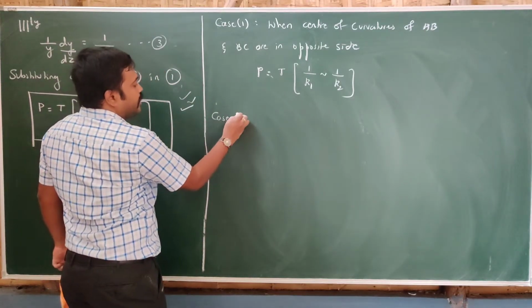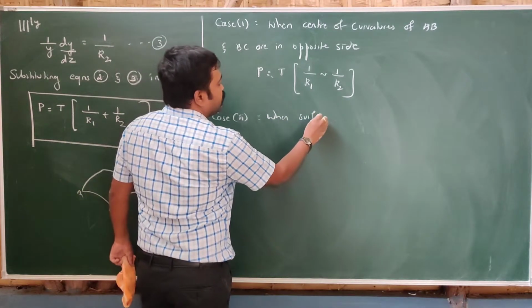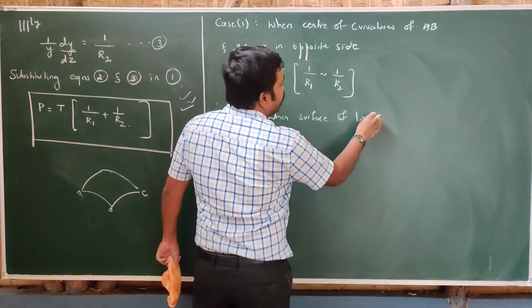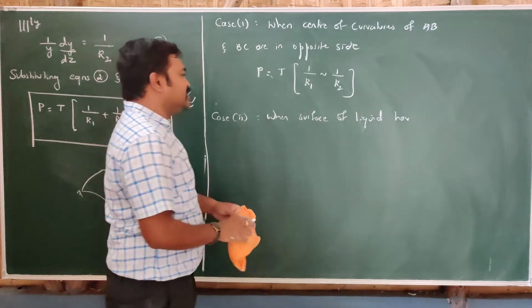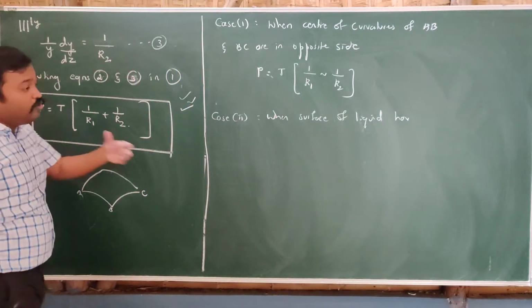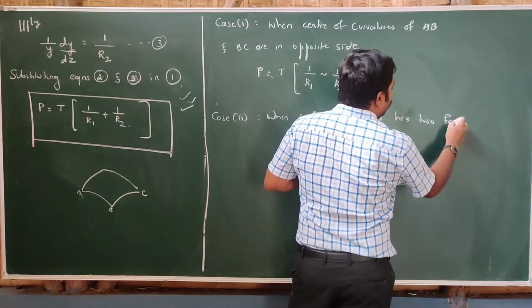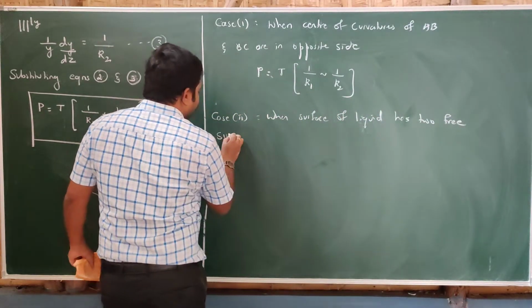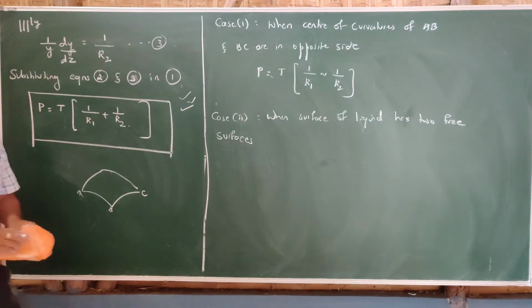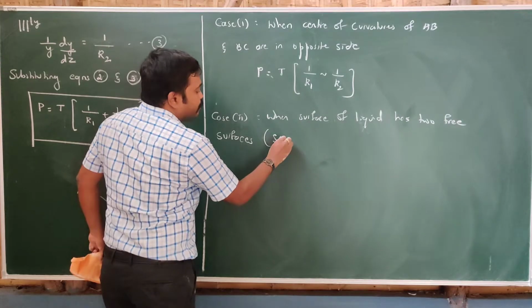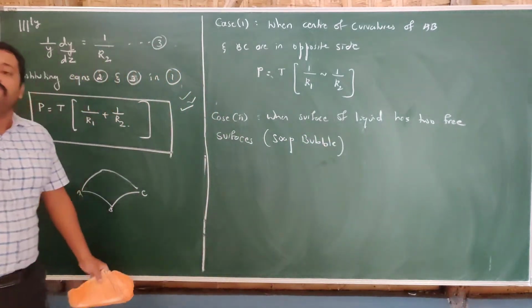Now, let me take case number 2. When the surface of liquid has two free surfaces, do remember, it means an example is the soap bubble.